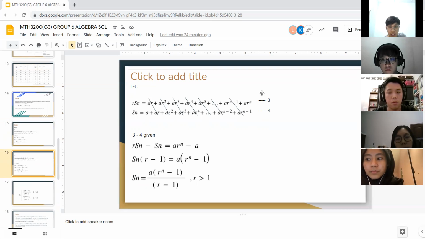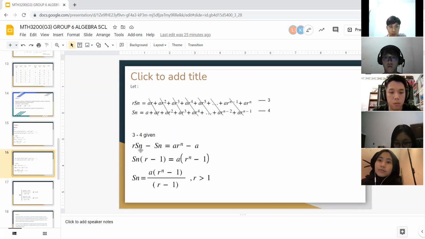The equation is the same, which is we let Sn and r multiplied by Sn. So this time we take equation 3 minus equation 4. With the same process, we just cancel out the same terms. On the left side is r multiplied by Sn minus Sn, while the right side is ar power n minus a.